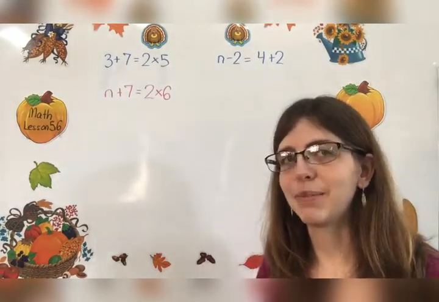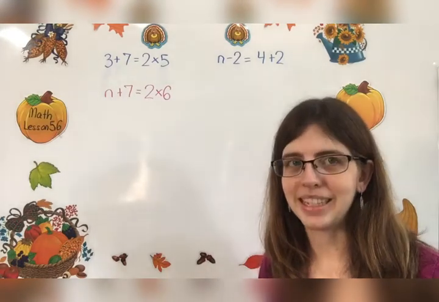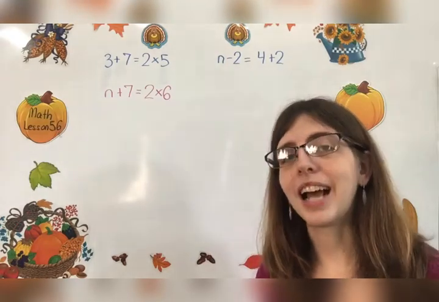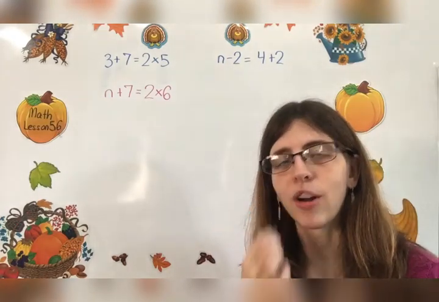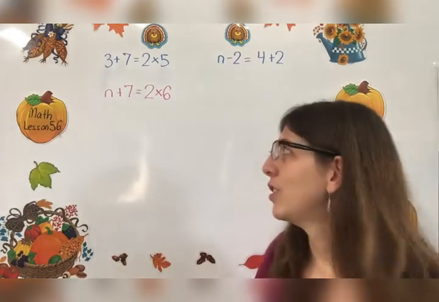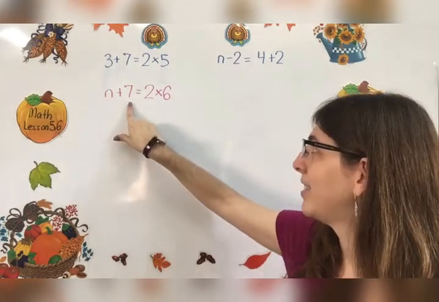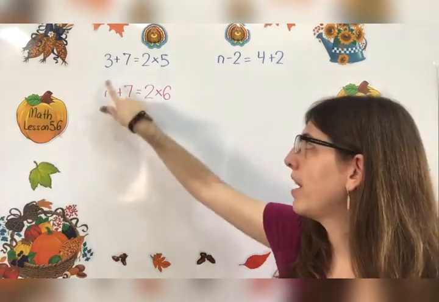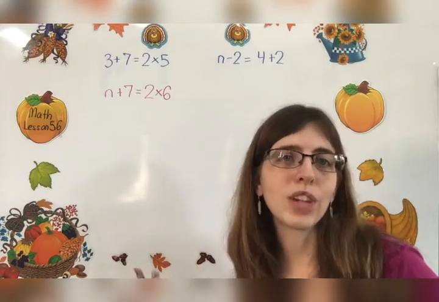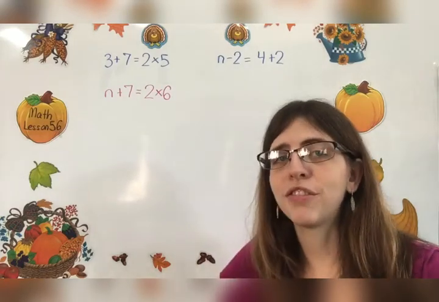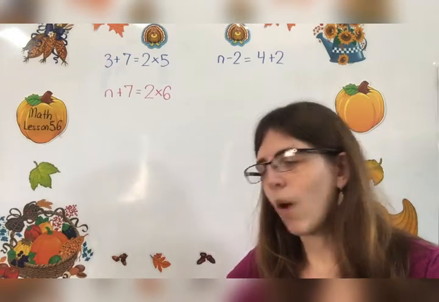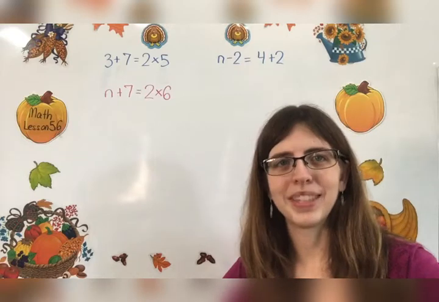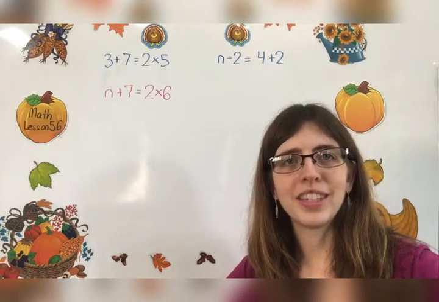Well, sometimes in our equation, we are missing a number. And with that number that we don't know, we use a letter in place of the number until we can find it. So here I have n + 7 = 2 × 6. We don't know what number plus 7 is the same as 2 × 6. So we want to find that number. What number plus 7 is going to give us the same answer as 2 × 6? So let's follow the steps.